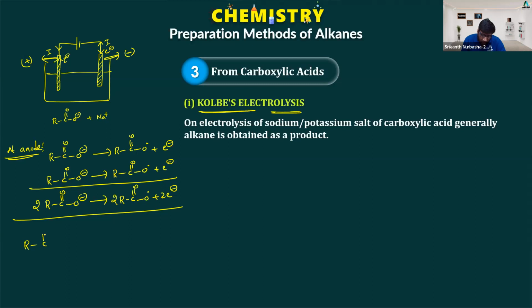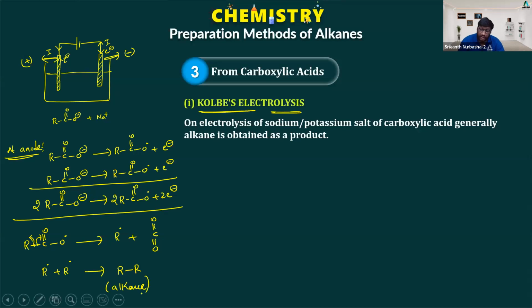And in RCOO dot, the carbon-carbon bond in the alkyl group will also cleave homolytically. The homolytic cleavage will give free radicals. You will get R dot plus CO2. Carbon dioxide is evolved at the anode and an alkyl radical is obtained. That alkyl radical will combine with another to form R-R, which is nothing but an alkane. Alkane is obtained.